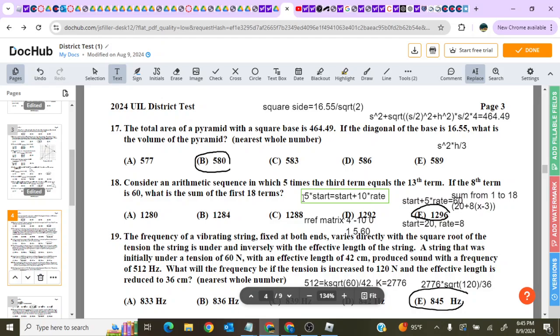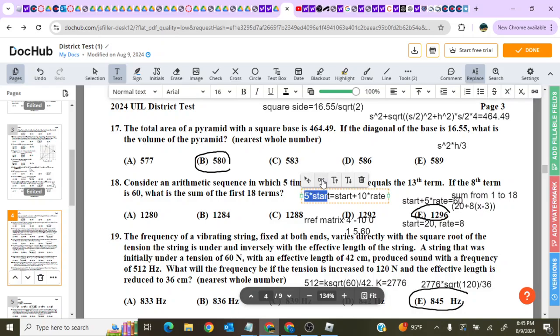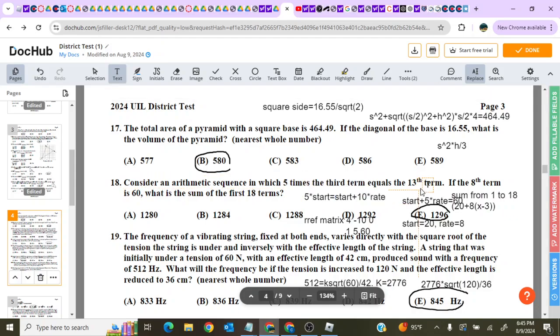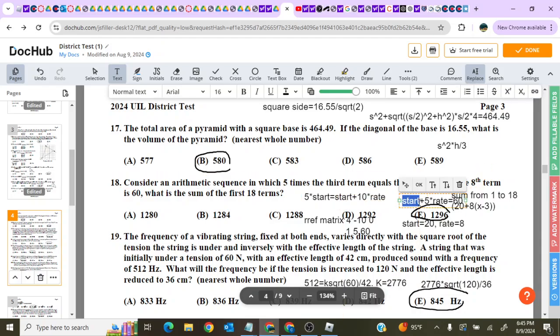So hopefully you can imagine that 5 times the third term is equal to the third term plus 10 times the rate. It increases by the rate 10 times from the third term to the 13th term. And also the 8th term is 60. So that means the start at the third term plus the rate times 5, because to go from 3 to 8, has to be equal to 60.